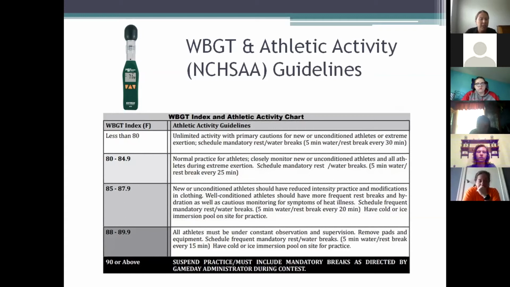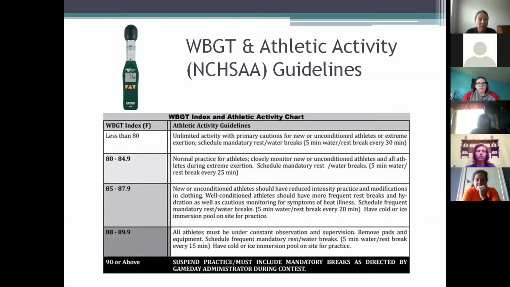The WBGT index is between 88 and 89.9. You should schedule rest and water breaks 5 minutes every 15 minutes, okay? And again, you want to make sure you have that ice immersion pool, cold water, ice bags, and cold compresses available.